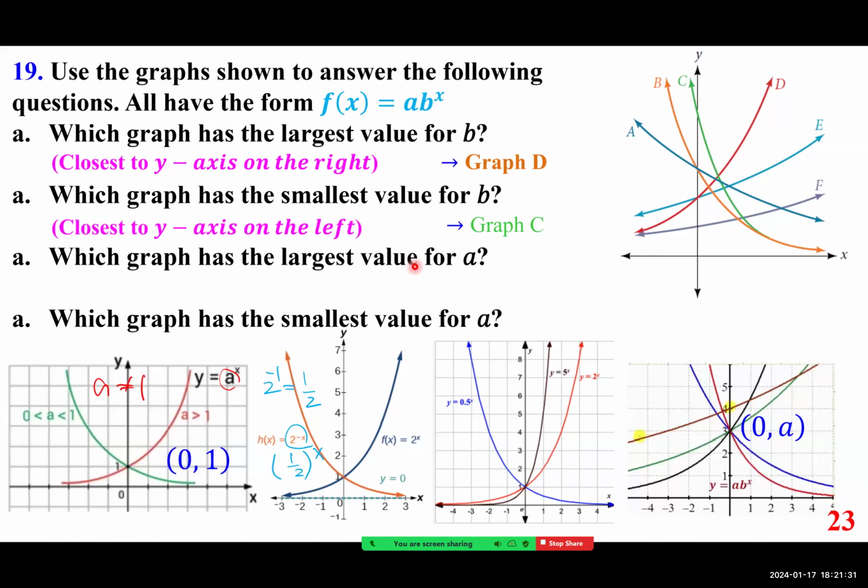Which graph has the largest value for a, and which graph has the smallest value for a? So in other words, remember, 0, a is your y-intercept. If you look at the y values here and here and here and here, this one has the largest y value. So graph C.